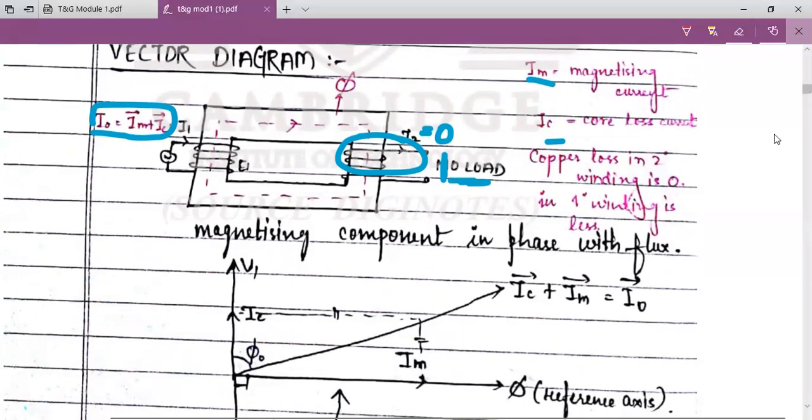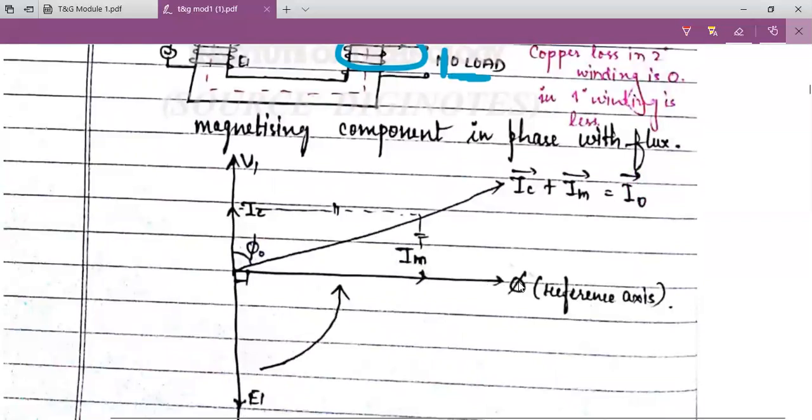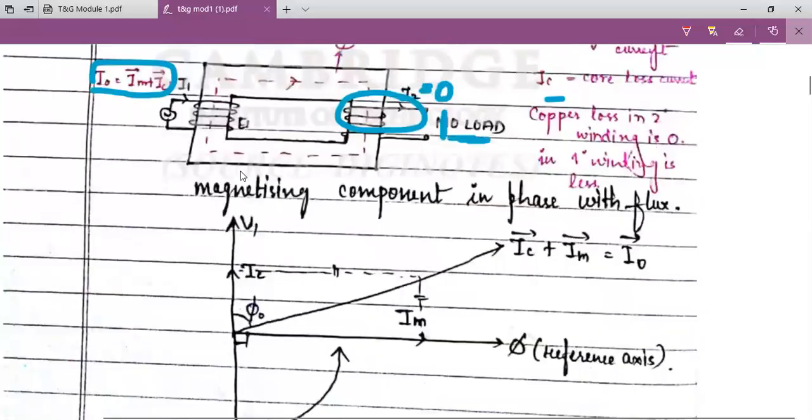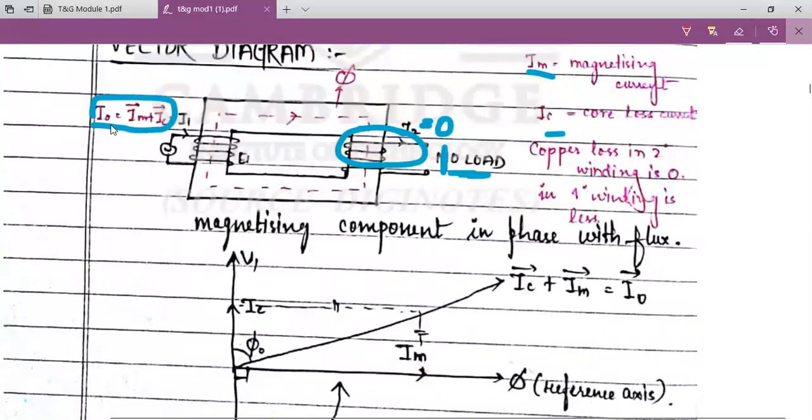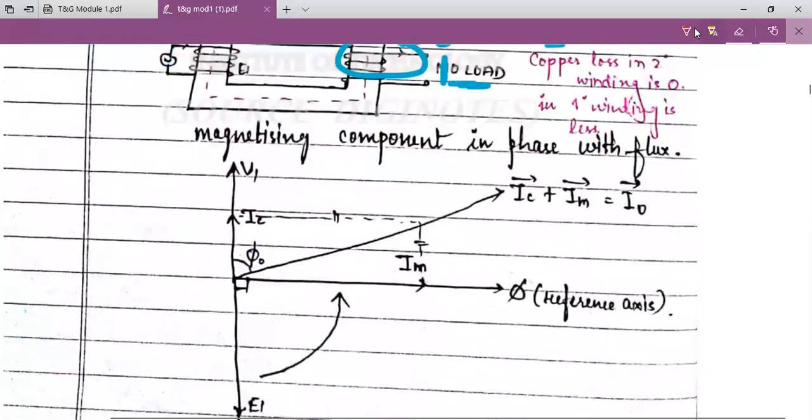So the first point is the reference is flux phi. Second point is Im is responsible to produce flux phi, so Im is in phase with the flux. Third point is Im lags V1 at an angle of 90 degree. And the fourth point is IC is in phase with V1. And the fifth point, we have to write what? The no load current. As I told, no load current is given by Im plus IC. So you have to do vector addition of Im and IC. By adding Im and IC, you can get I0.